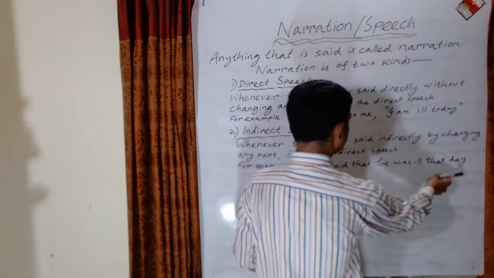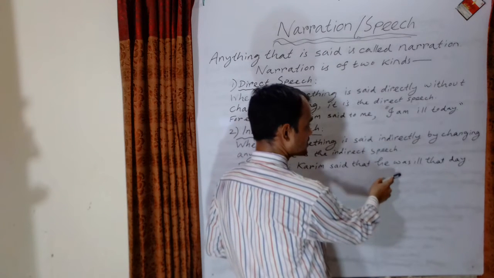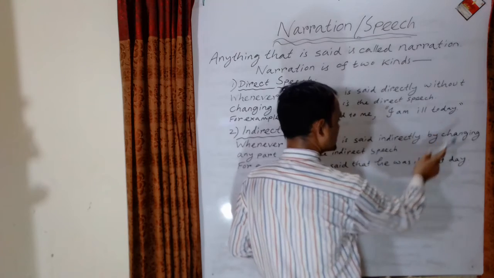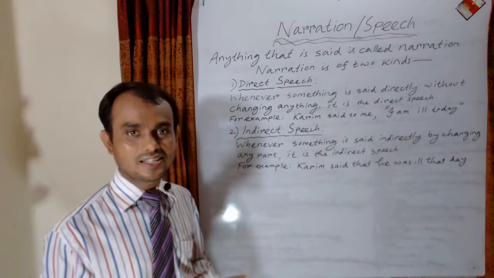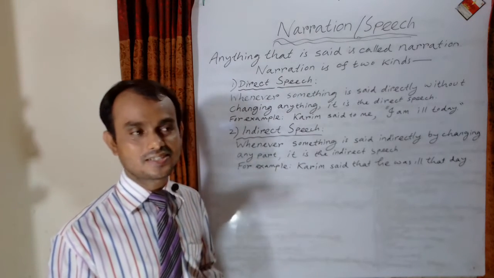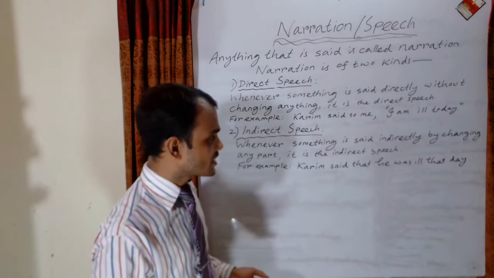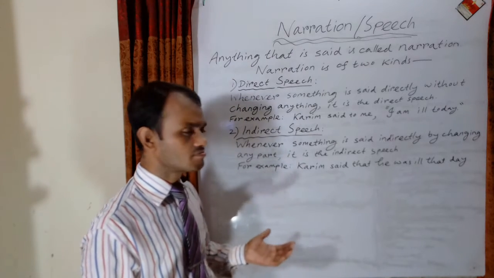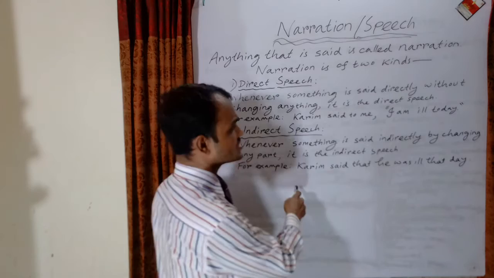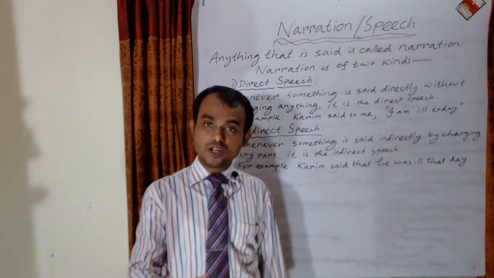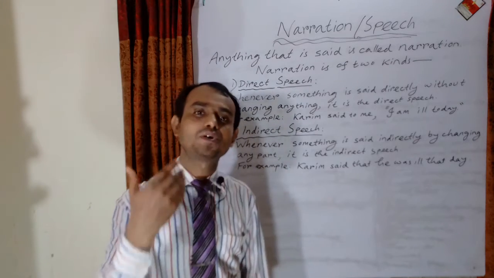Karim said that he was ill that day. This is the indirect speech because this speech has been changed. At first it was "I am ill today." Now it is "he was ill that day." The speech has been changed. For this reason, it is indirect speech. You can identify the sentence without inverted commas: this speech is without inverted commas, so it is the indirect speech. Inverted commas must be in the direct speech. The indirect speech will be without inverted commas.